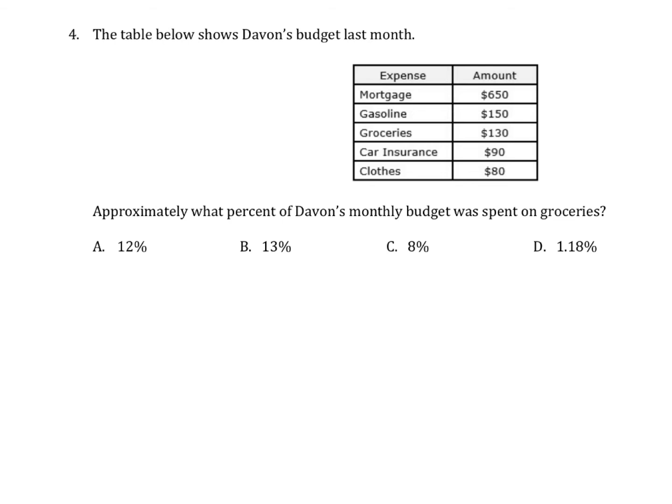Number 4 says the table below shows Davin's budget last month. Approximately what percent of Davin's monthly budget was spent on groceries? So the first thing is we have to figure out our total. So let's make another column down here and write our total in.